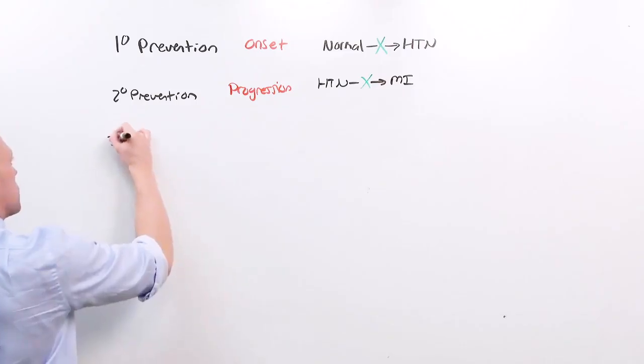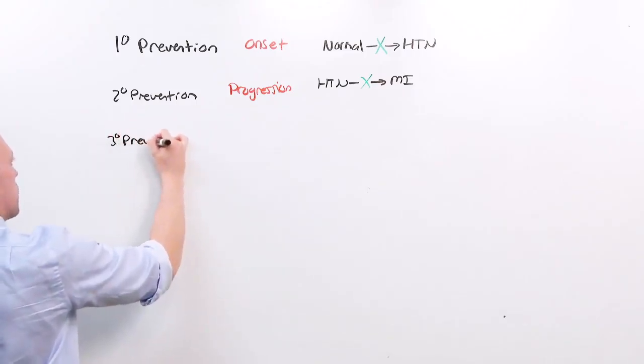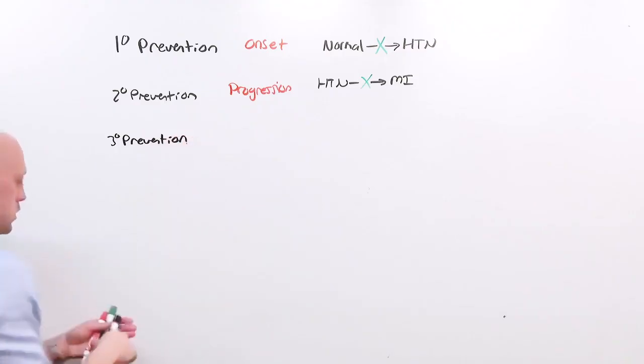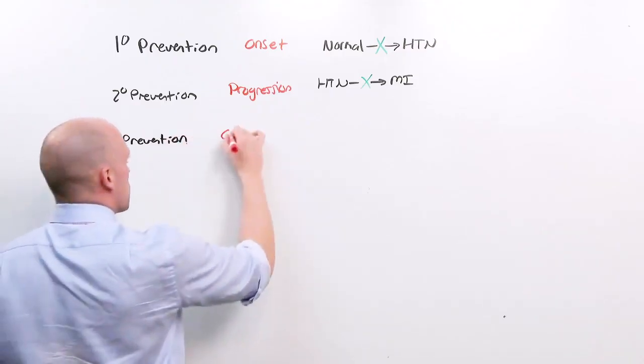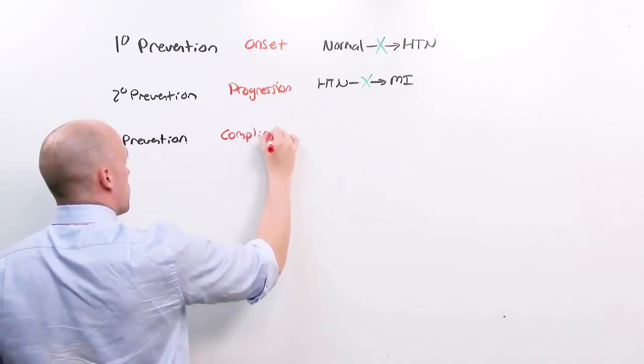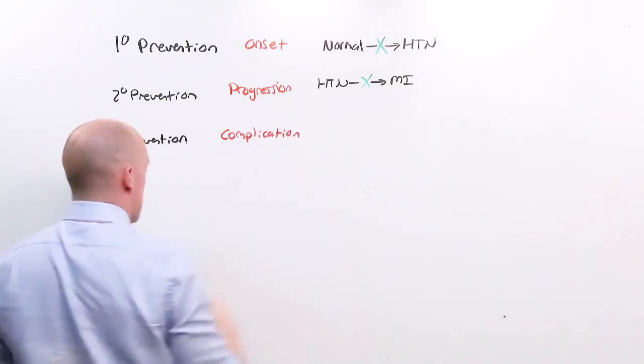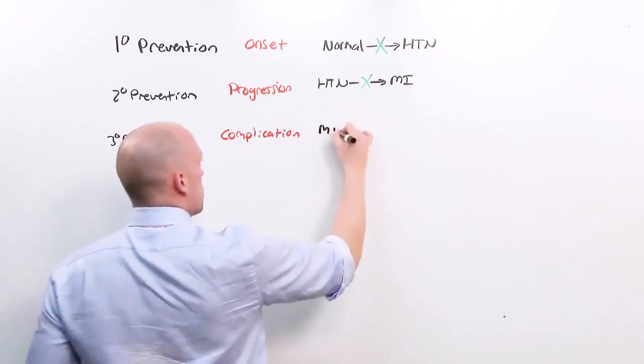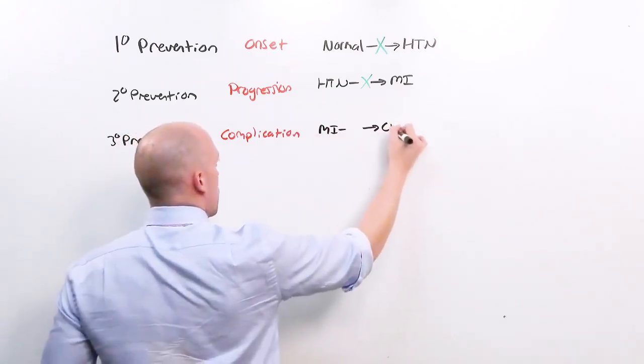Tertiary prevention is not prevention at all. This is preventing the complications that arise of that sequela. In this case, the myocardial infarction would lead to CHF.